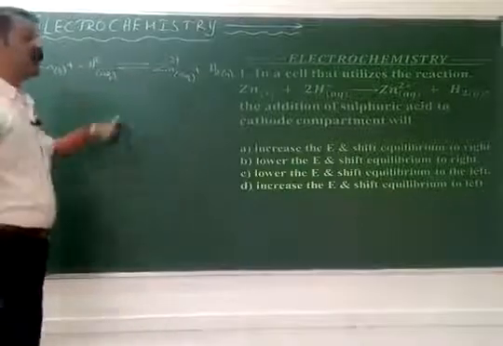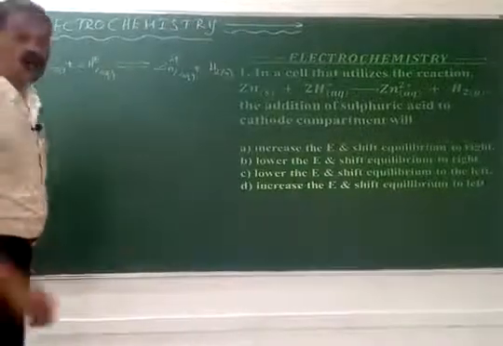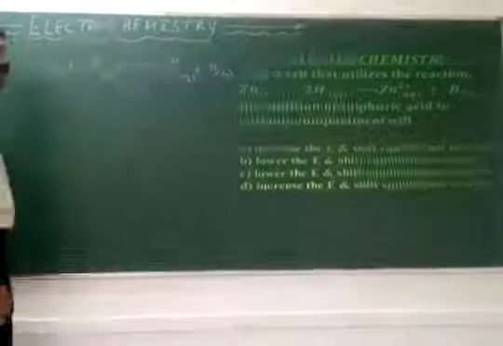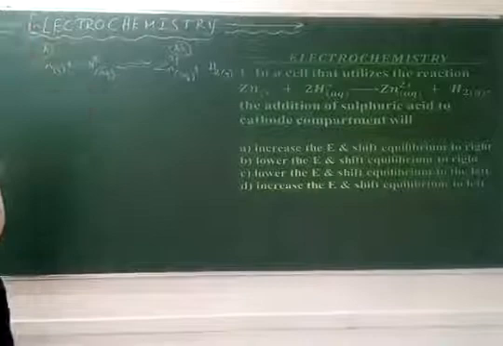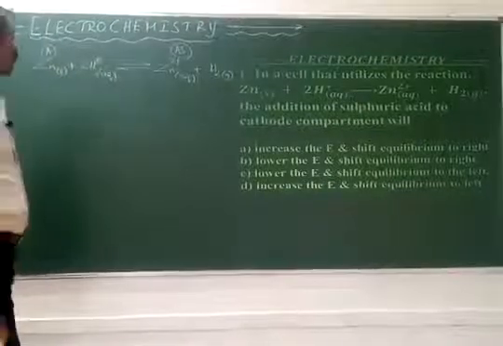Zinc is converted to Zn2 plus, which means it is done by the loss of electrons. Loss of electrons is called oxidation. Oxidation means it is called anode. Zinc is the anode. Therefore, the anodic solution is nothing but Zn2 plus.